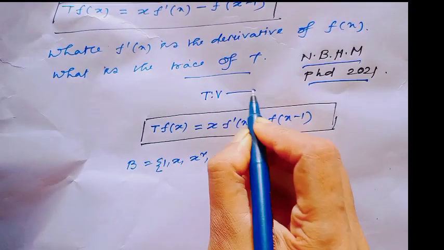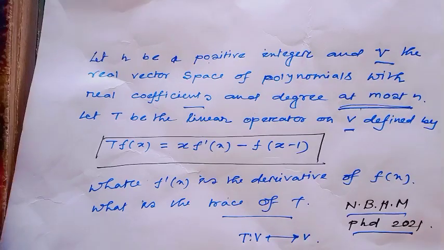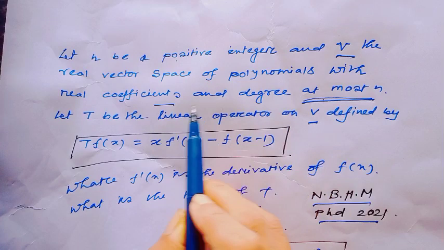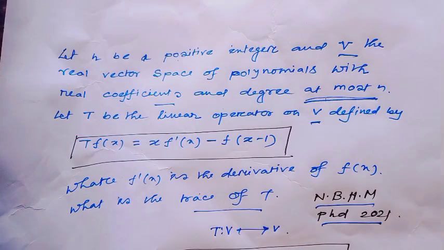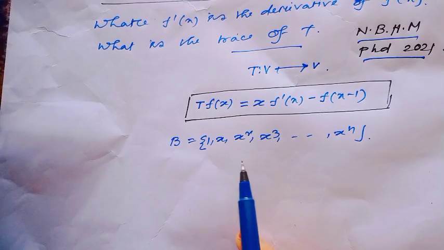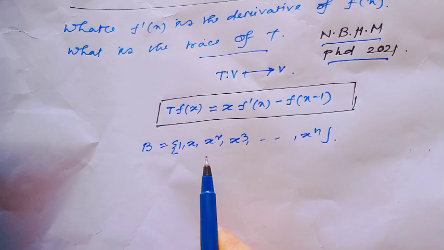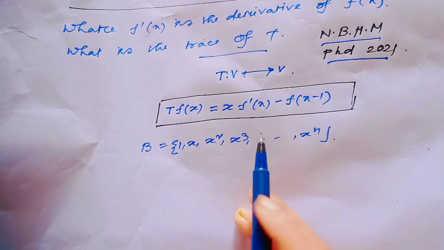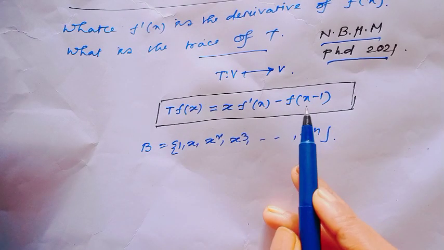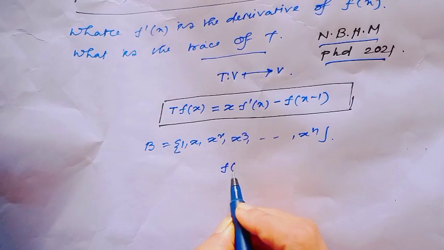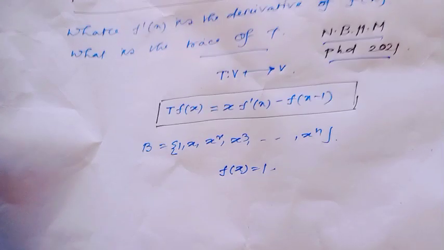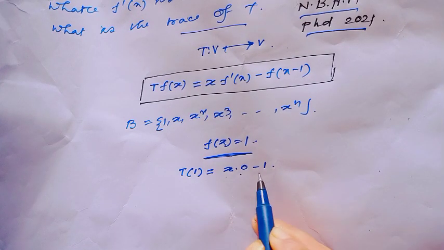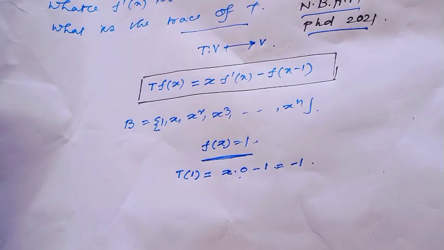Let T be a linear operator from vector space V to V. Here V is the real vector space of polynomials with real coefficients and degree at most n. Consider the standard basis vectors 1, x, x square, x cube, up to x to the power n. Since f(x) is arbitrary, at first consider f(x) equal to 1. When f(x) equals 1, then T(1) would be x times 0 minus 1, which is equal to minus 1.